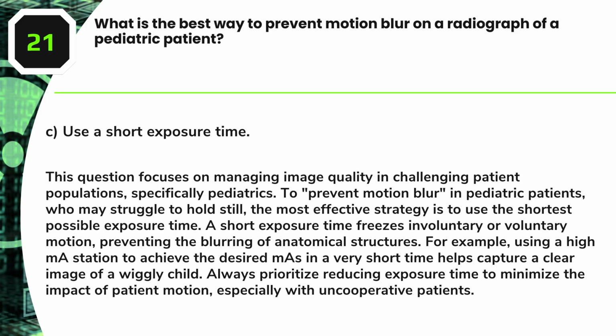Answer: C. Use a short exposure time. This question focuses on managing image quality in challenging patient populations, specifically pediatrics. To prevent motion blur in pediatric patients, who may struggle to hold still, the most effective strategy is to use the shortest possible exposure time. A short exposure time freezes involuntary or voluntary motion, preventing the blurring of anatomical structures.